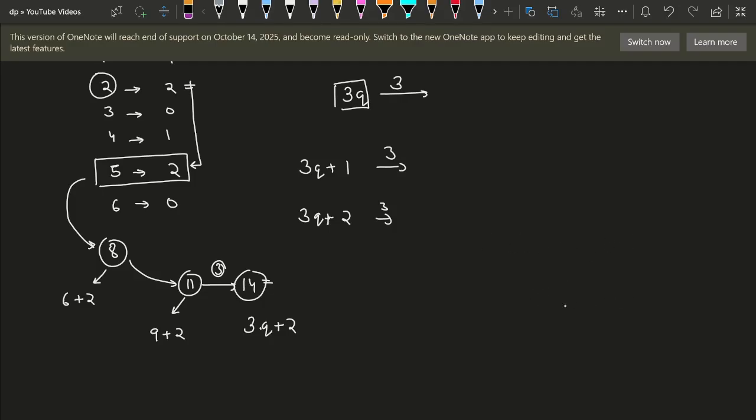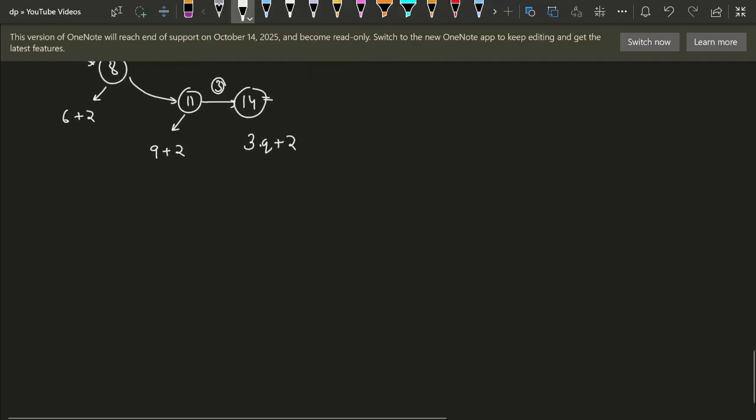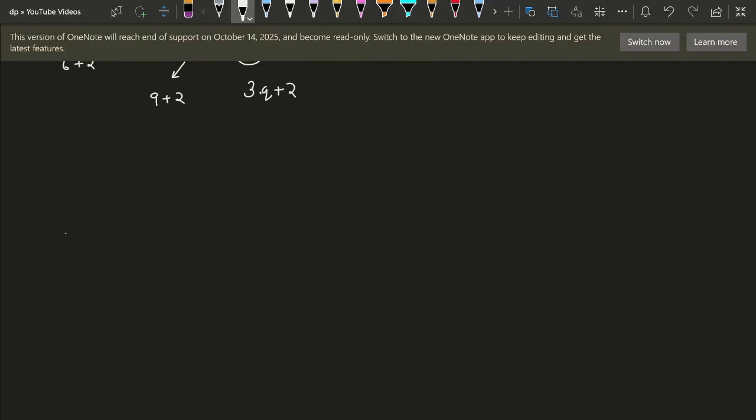Now let's see how we can use this information in our subarray sum problem. So let's say we are given an array, and let's say the subarray sum from the start till this position is, let's say, 7.